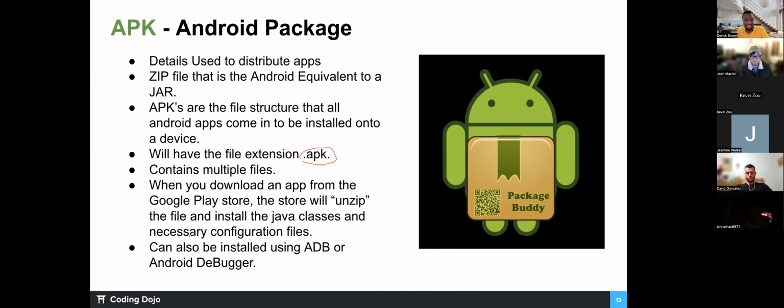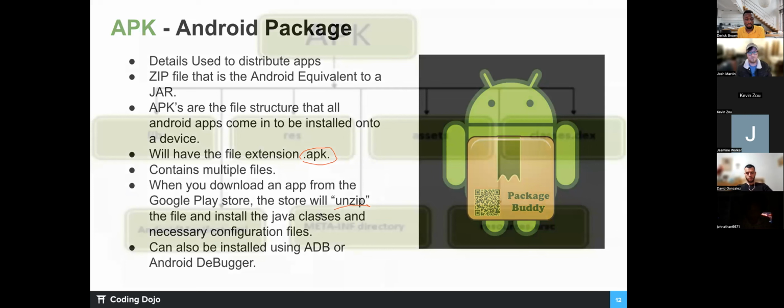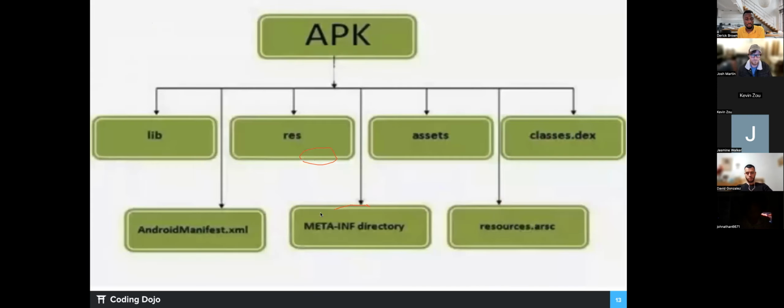install the Java classes and the necessary configurations. So this is what happens when you click install on your phones. It would unzip the archive, and then it would install all the Java classes and the configuration files. Same with iOS too. It can also be installed using the ADB, which is the Android Debug Bridge. So this is the file structure for Android.